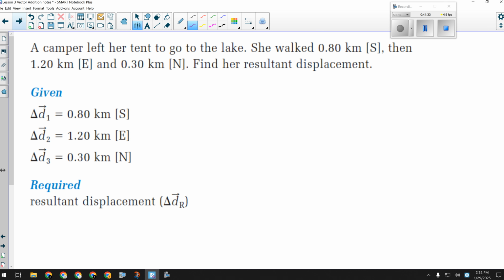Okay, write this one down. This is a really good vector problem. Draw the diagram and then see if you can figure out this person's total displacement.